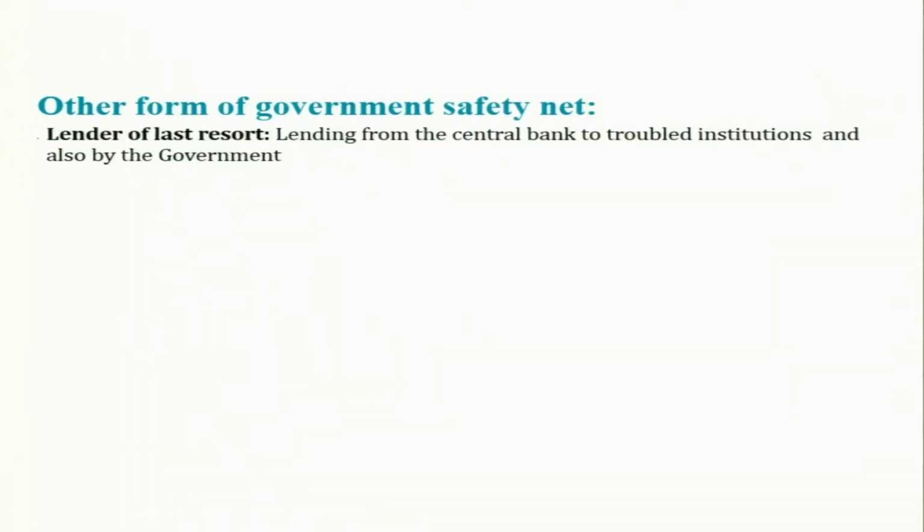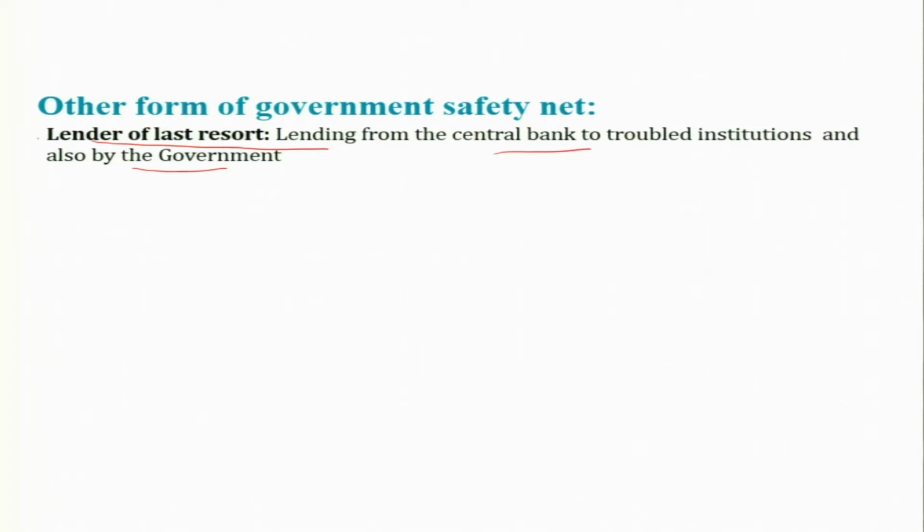This is what we have seen: one kind of government safety net we have discussed until now is the response of government in the form of a deposit insurance scheme. In the US, in India and in most countries, they have a deposit insurance scheme. Another kind of intervention by government is to act as lender of the last resort. Even without deposit insurance, government will give other support. In addition to deposit insurance, the central bank and the government give additional support to troubled institutions. So deposit insurance is not the only form of government safety net.